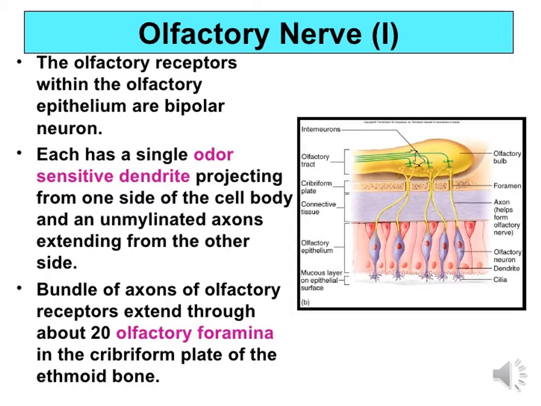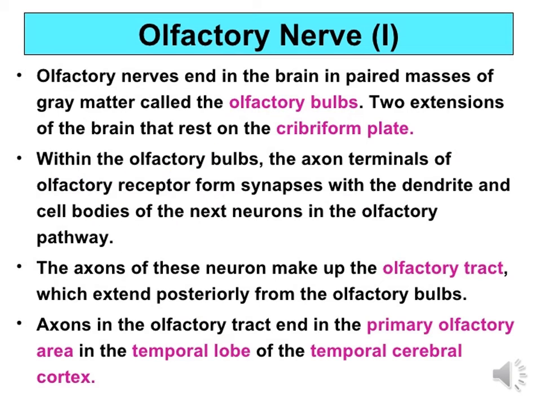The olfactory receptors within the olfactory epithelium are bipolar neurons. Each has a single odor-sensitive dendrite projecting from one side of the cell body and an unmyelinated axon extending from the other side. The bundle of axons of the olfactory receptors extends through about 20 olfactory foramina in the cribriform plate of the ethmoid bone, as you see in this figure.